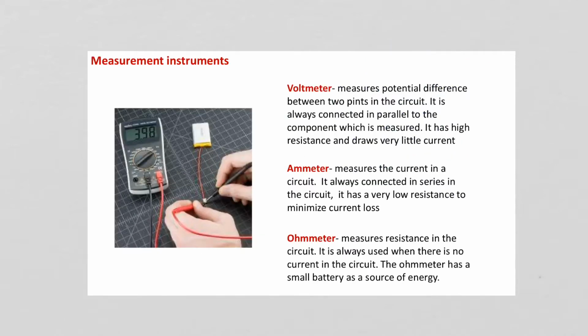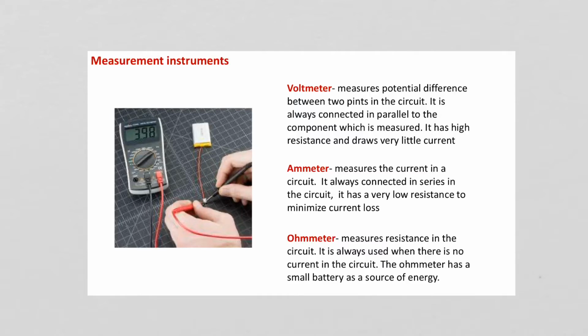Now I wanted to say a few words about the instruments that are used to measure potential difference, current, and resistance in a circuit. The voltmeter is the tool that's used to measure potential difference between 2 points in a circuit. The voltmeter is always connected to the circuit in parallel, and it has very high resistance. The reason for the high resistance is that it results in a very small amount of current from the circuit going through the voltmeter, which leads to much more accurate measurement of the potential difference between 2 points in the circuit.